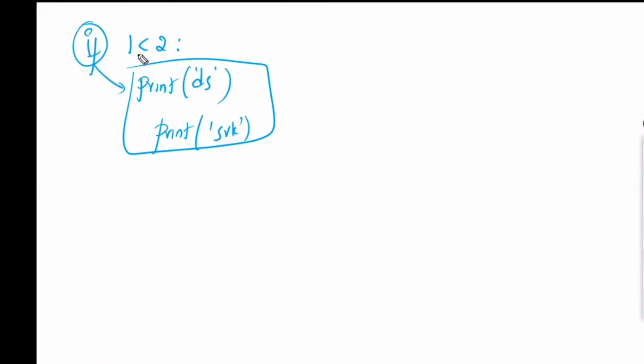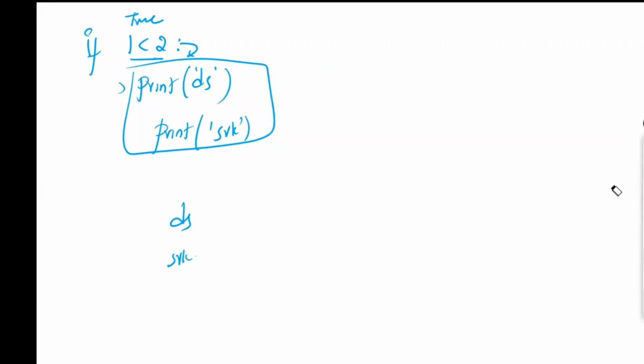Now, whenever this particular condition is true, only then will it execute. If the condition is false, these 2 lines are not going to be executed. For example, if I execute this one, what is the answer? First, it will check whether this condition is true or false. True. Since the condition is true, it will enter the block of code and execute it. In the block of code, print DS is there, so DS will be printed and SRK will be printed.